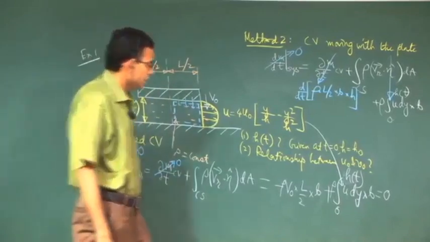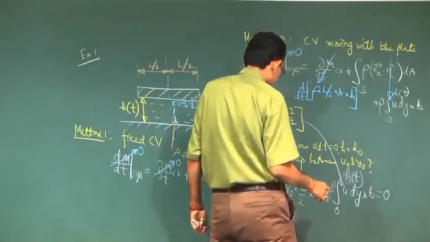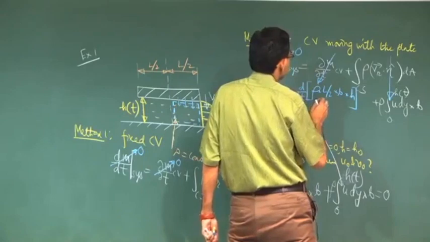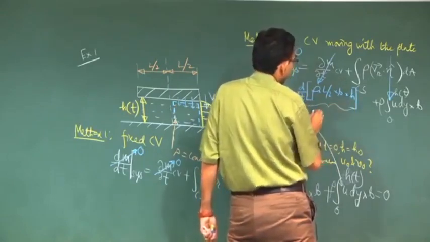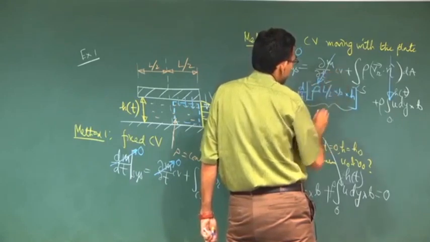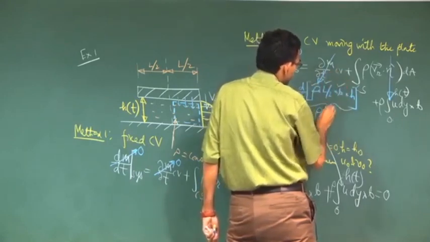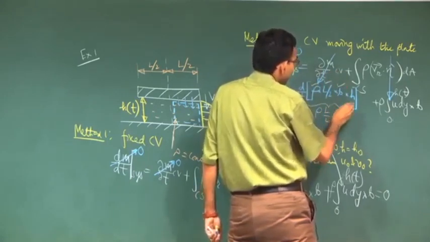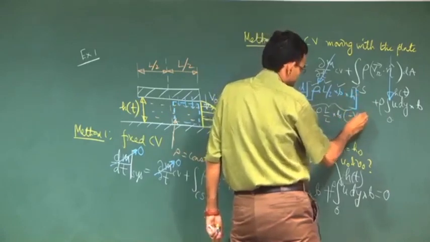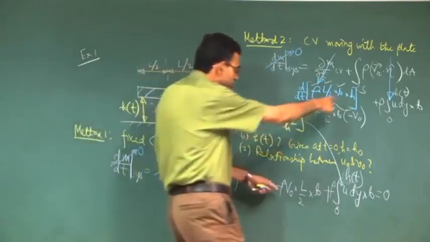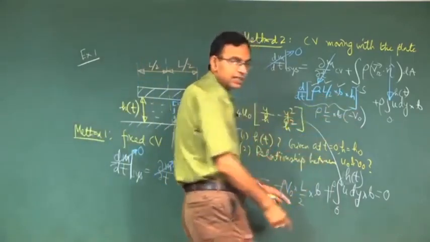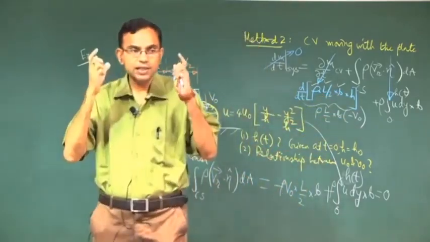Right. Look at this term, rho is fixed, L by 2 is fixed, so rho into L by 2 into B, and dH/dt is minus V0, right. So you look into these two, the formulation is the same, the final answer is the same.